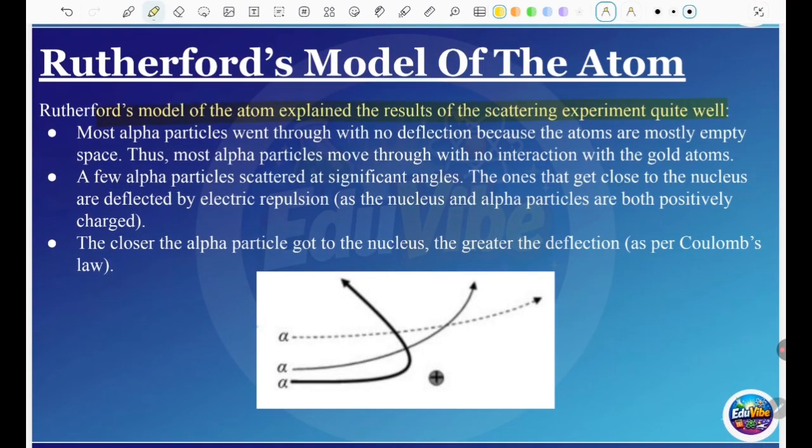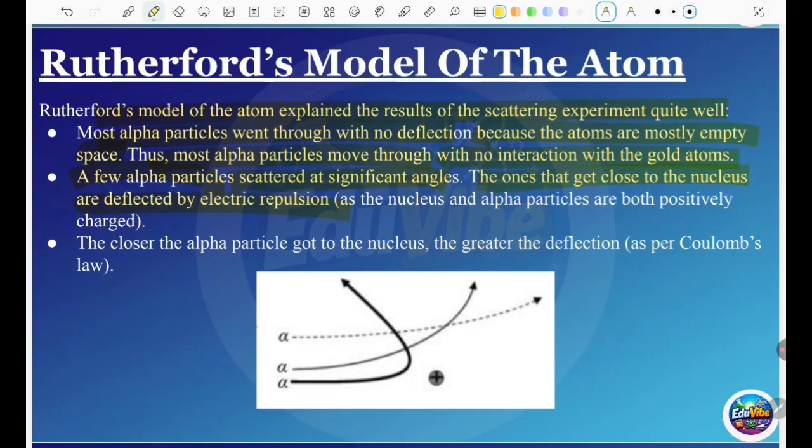So the model explains the results of the scattering experiment quite well. Most alpha particles went through with no deflection because atoms are mostly empty space. That's why most alpha particles move through with no interaction with the gold atoms. A few alpha particles traveled at significant angles, like 41 degrees or 1 degree. The ones that get close to a nucleus are deflected by electric repulsion.